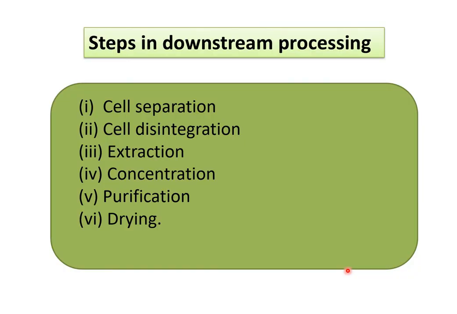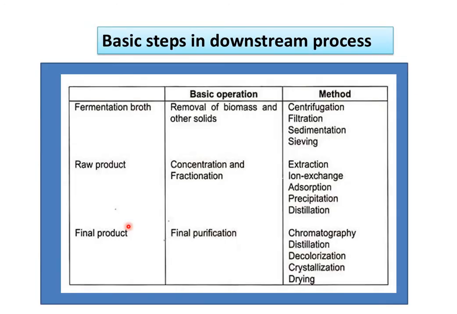Now I'm going to discuss the steps involved in the downstream processing in detail. The first step is cell separation, second step is cell disintegration, then we have extraction, concentration, purification, and finally drying and packaging. These are also the basic operations: first is fermentation broth, raw product, final product. When we talk about the fermentation broth, it is the removal of the biomass and other solids, as I discussed earlier. This includes methods like centrifugation, filtration, sedimentation, or sieving.